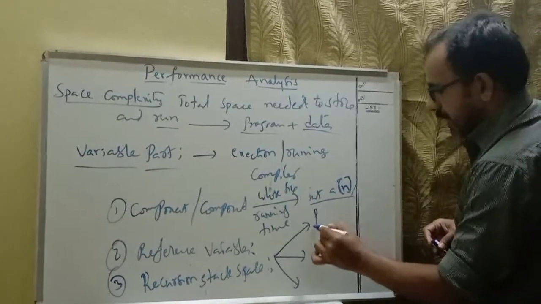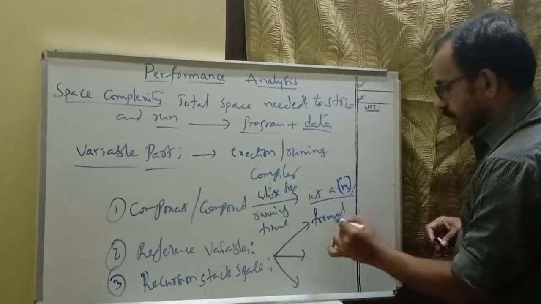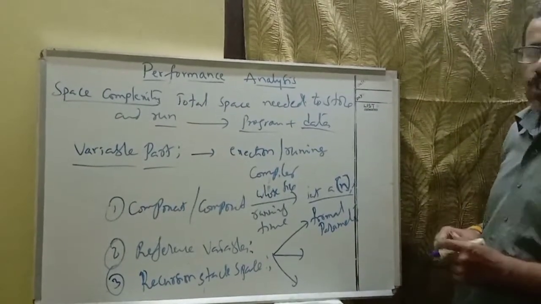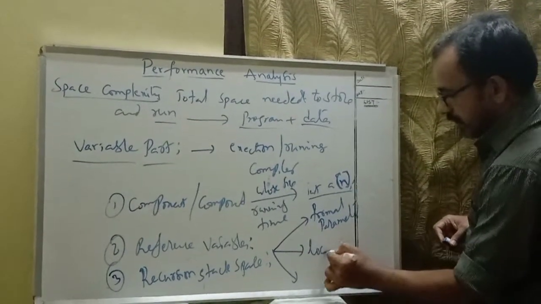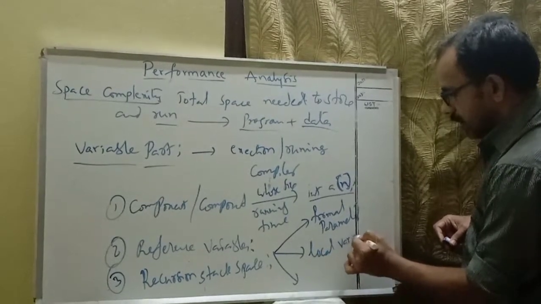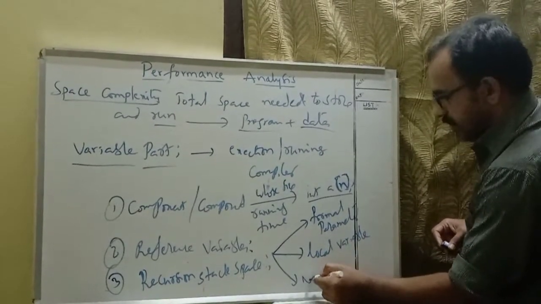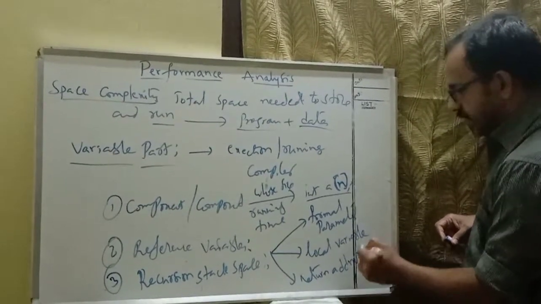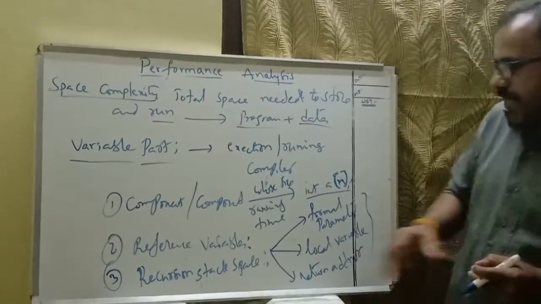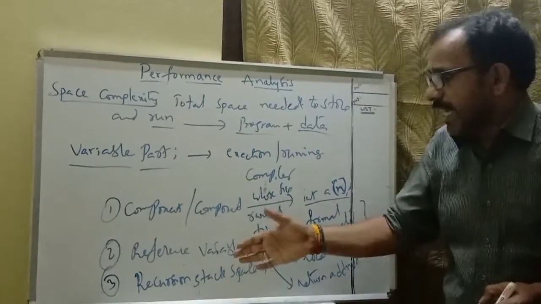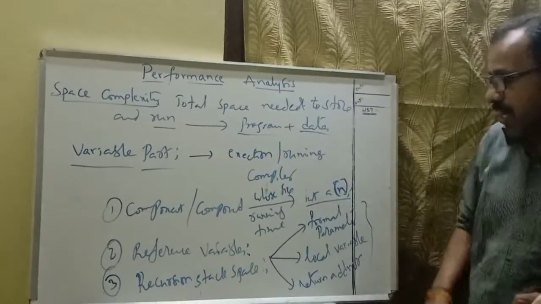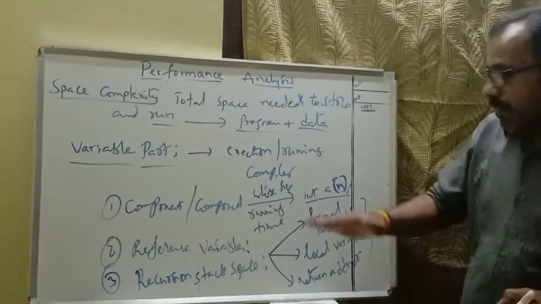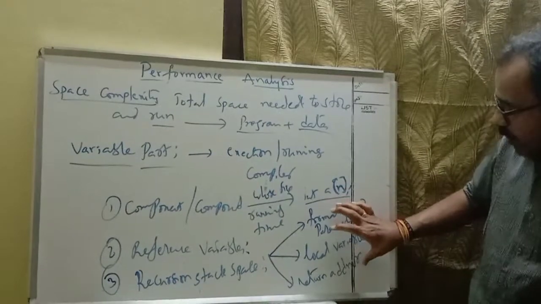Those three are: first, formal parameter; second, local variable; and third, return address. So the stack space depends on these three items, but we don't know how many times that particular function is called by itself. That is known at running time only. But for each recursive call, these are the minimum locations required.